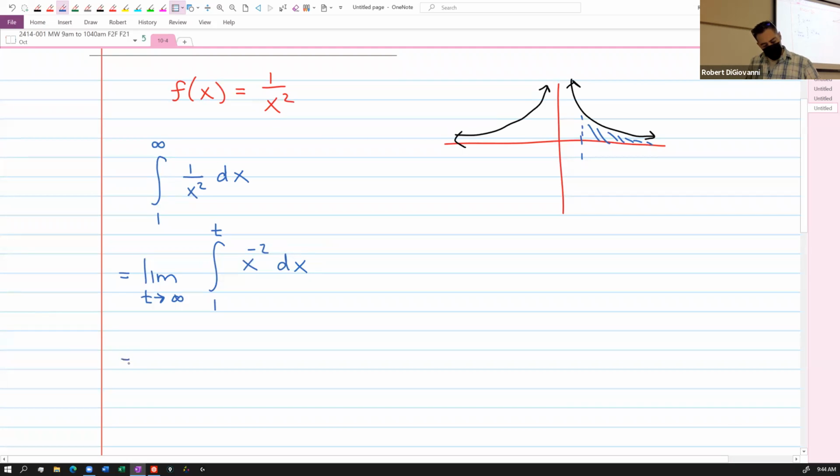So this should be limit t goes to infinity. Now I'm going to do the bracket again. I don't need it, but the antiderivative of x to the negative 2 should be negative x to the negative 1. Believe that? I hope you're okay with that. And we're going to evaluate that from 1 to t.